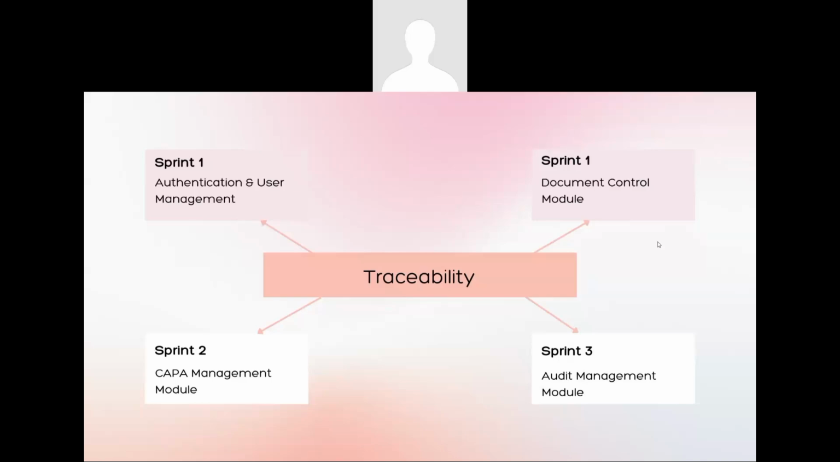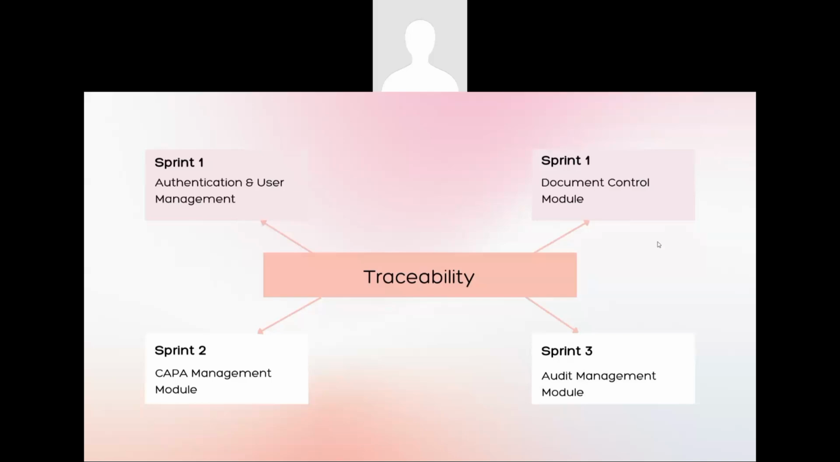CAPA management is the second sprint. This sprint is dedicated to developing the CAPA management subsystem. During this sprint, functionalities for creating, assigning, tracking, and closing corrective and preventive actions are built. This allows quality managers and employees to manage non-conformities effectively and ensure timely corrective actions.